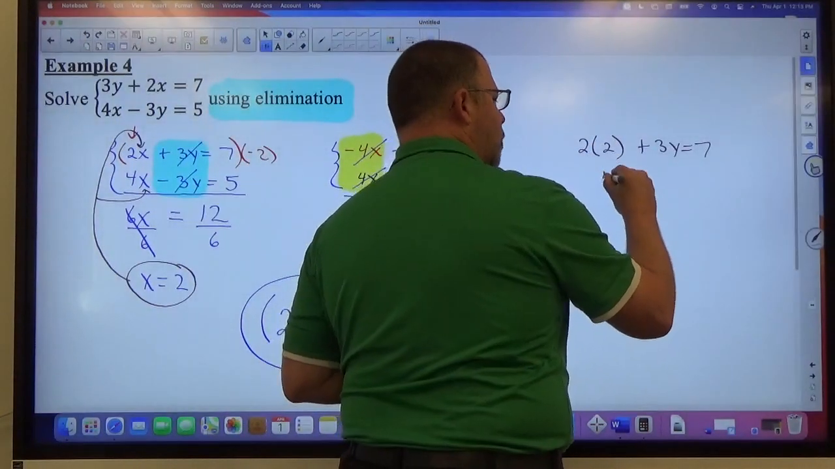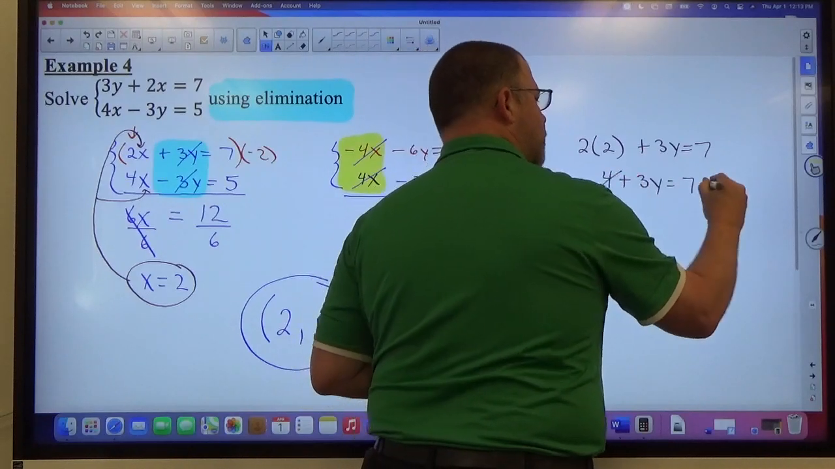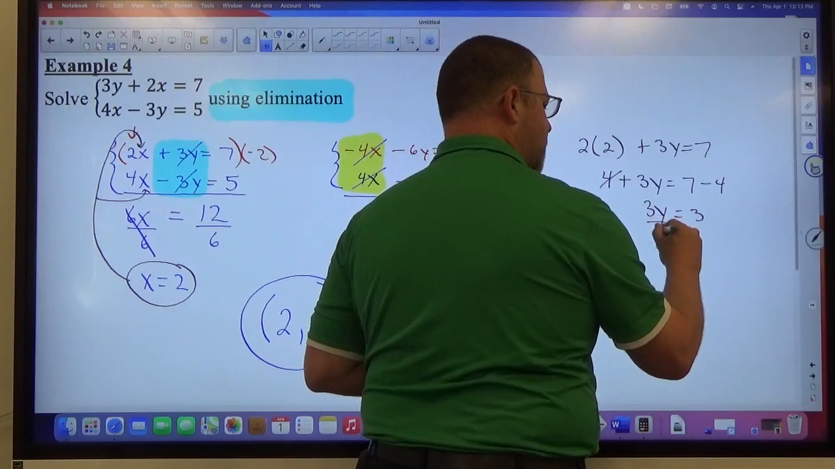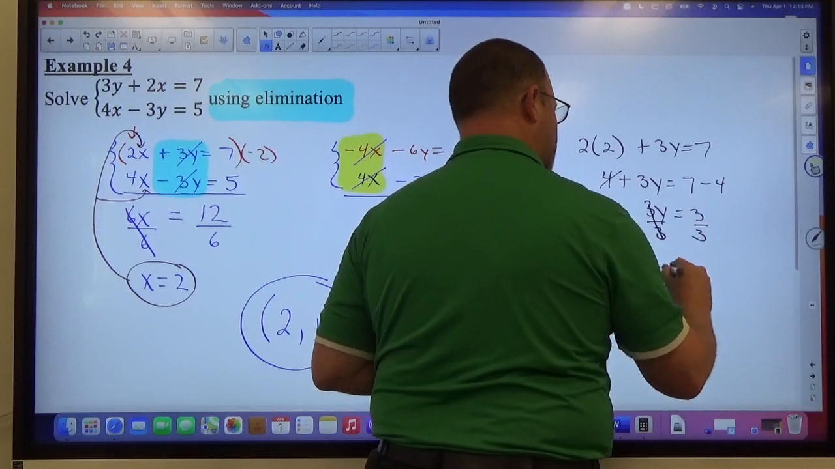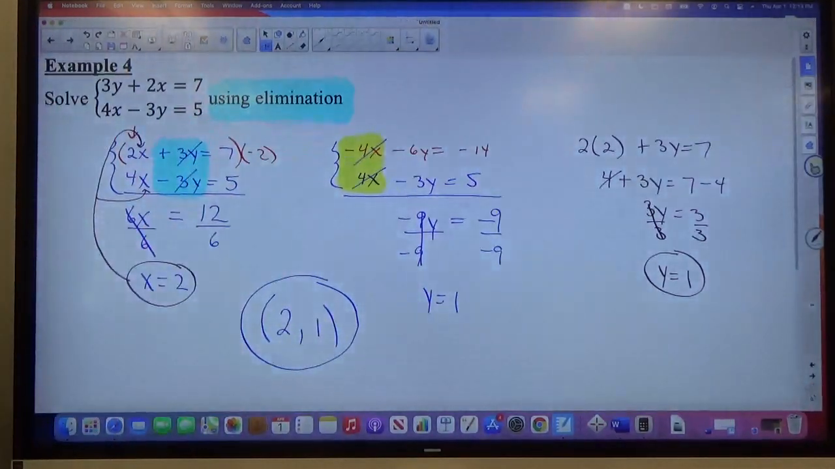2 times 2 is 4. Move the 4 to the other side. Now all of a sudden 3y equals 3. You divide by 3, and y equals 1. So no matter how you do it, you're going to get y equals 1 because that's what y equals.